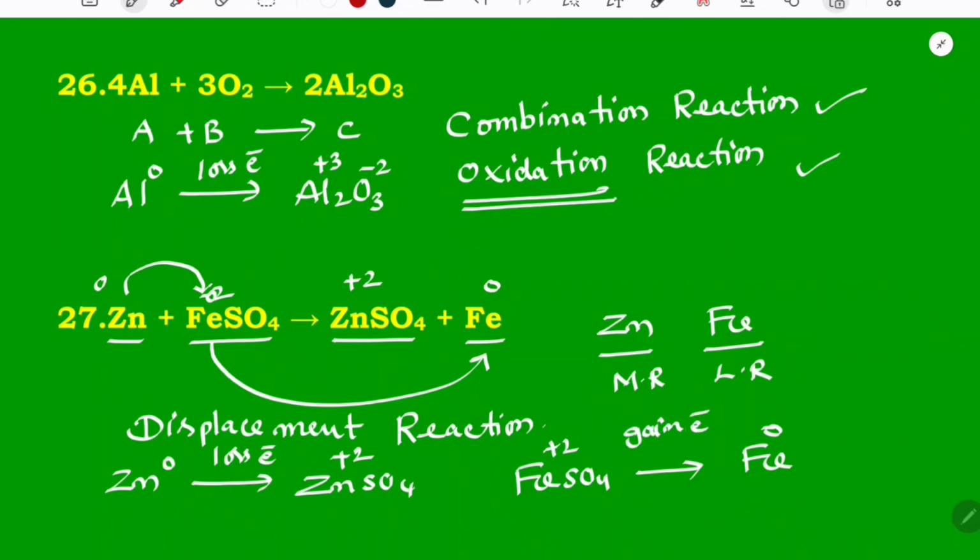Gain of electrons. So loss of electrons, what do we call it? Oxidation. And gaining of electrons? Reduction. So both reactions take place simultaneously, no? Oxidation and reduction. So that's why this reaction is also considered a redox reaction. Most probably all displacement reactions are also considered redox reactions.